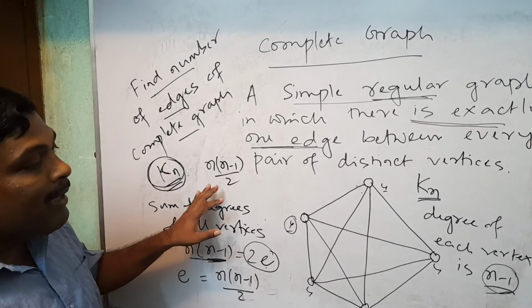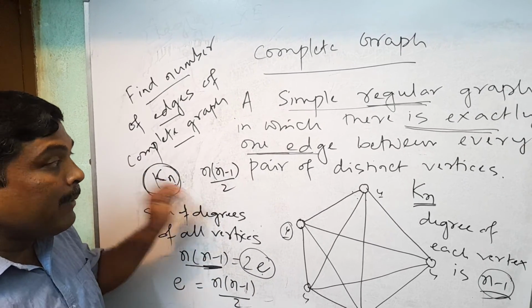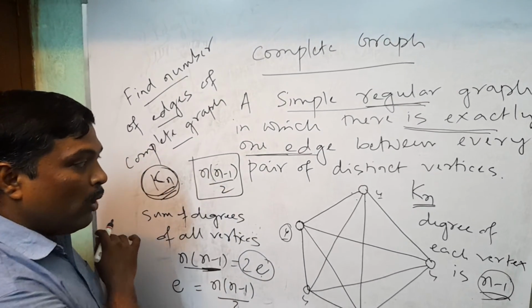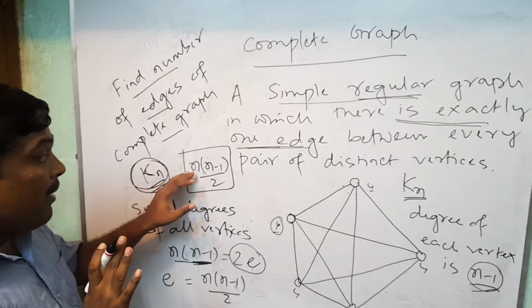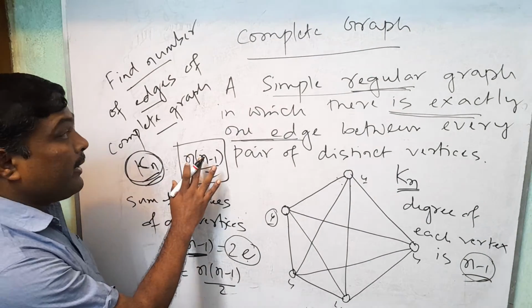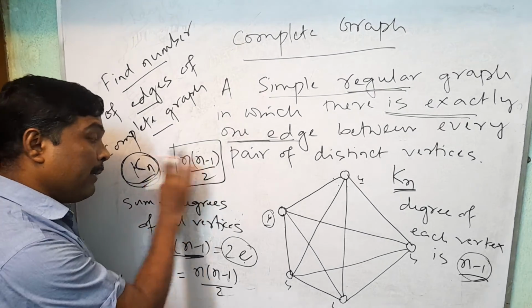This is the maximum number of edges in any simple graph. In a complete graph, the number of edges is n into n minus 1 by 2, and this number is the maximum possible number of edges in any simple graph. Okay.